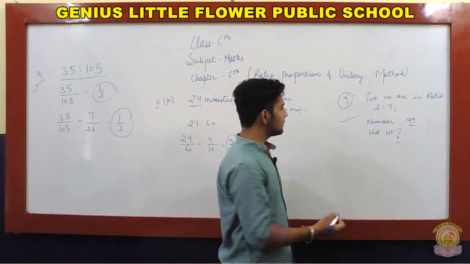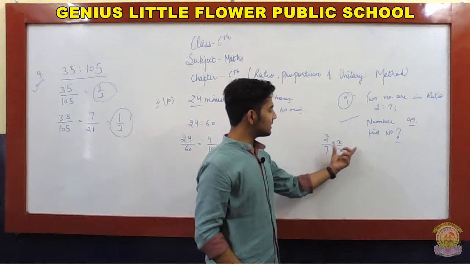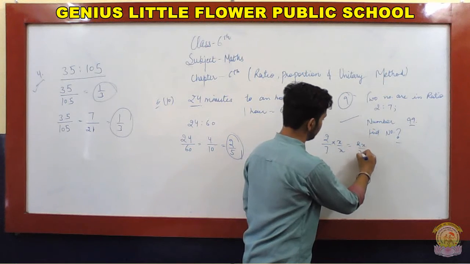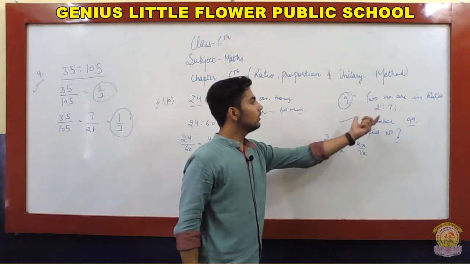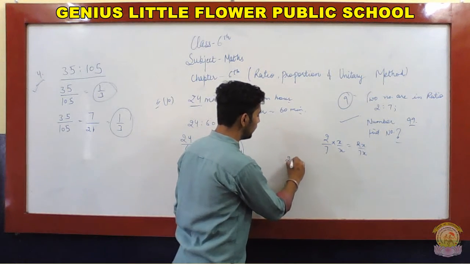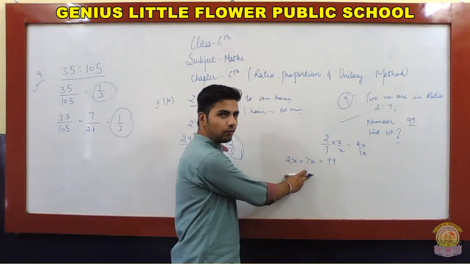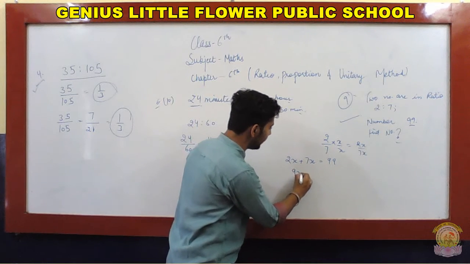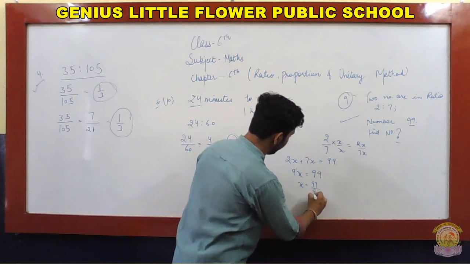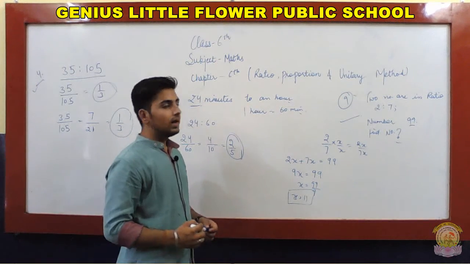So let the multiple be x. If you are writing this, you can also use this, because x gets cancelled and you will get the exact same term. So you can also use 2x by 7x. Now you have been given the addition, so the number will be 99. So you are going to add these both. So 2x plus 7x gives you 99. Here you have to add, so you will have 9x equals 99, and x is equal to 99 by 9, x is equal to 11. So x is equal to 11.